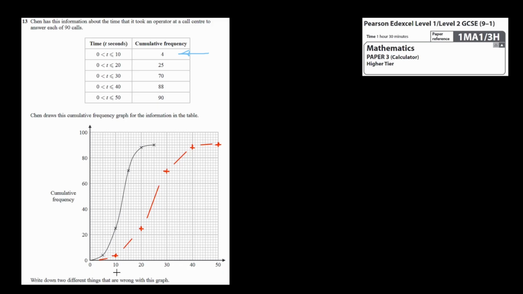So what else is wrong? Well, if you look to the x-axis, we don't have a scale. This needs seconds to correctly complete the histogram. And that is your answer.